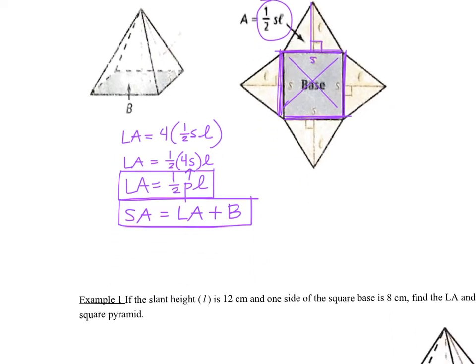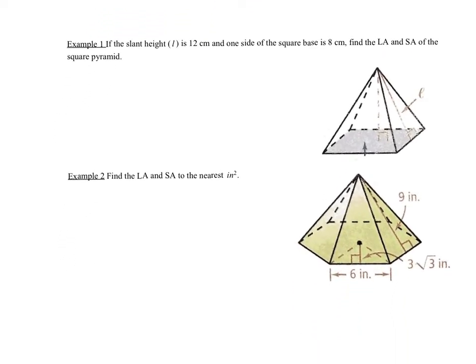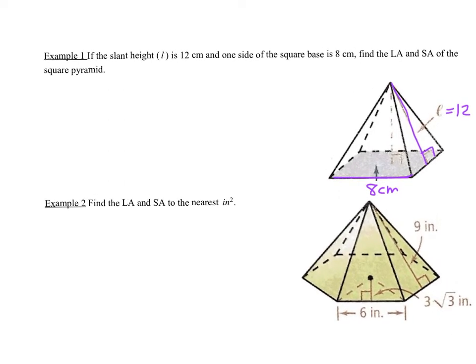Okay, so let's try a few of these using those formulas. Example 1 says if the slant height L is 12, okay, so this number here is going to be 12. That represents this line. And one side of the square is 8 centimeters. That means every side is 8 centimeters, right? So we want to know the lateral area and the surface area of this pyramid.